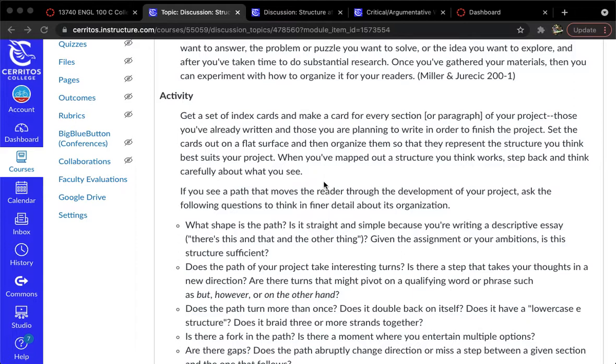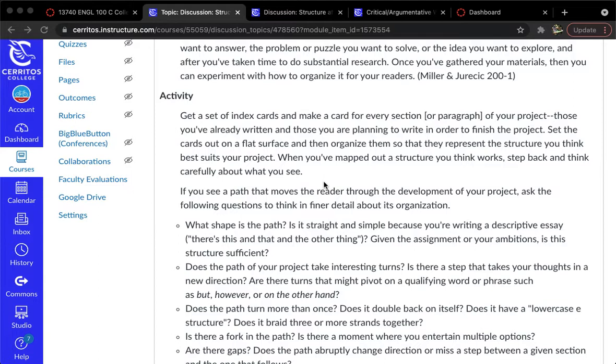So for every section or paragraph you've included in your most recent draft, you're going to create an index card that's going to just give a brief indication of what that section is. What's the point you're trying to get across there? So you're going to do that for everything you already have in your draft, and then you're going to create cards for the things that you know you need to include in your next draft, right?